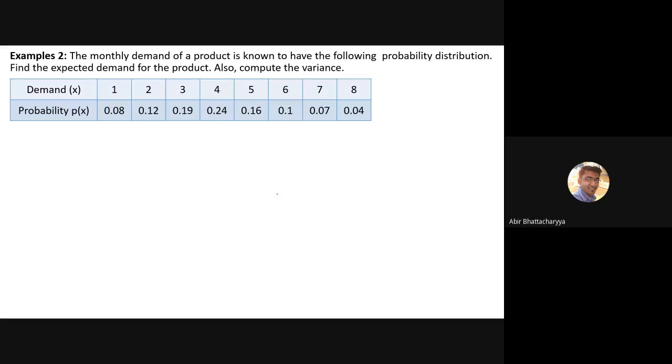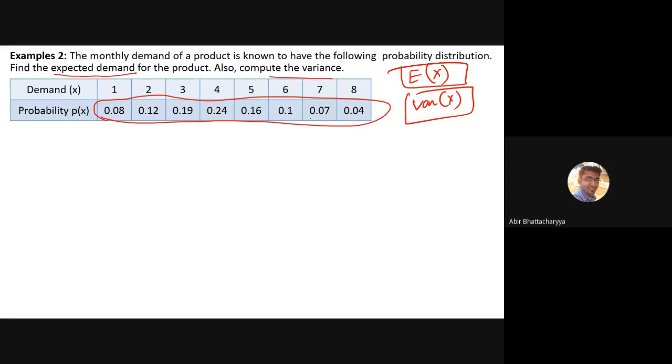Next question. The monthly demand of a product is known by the following probability distribution. Find the expected demand. Expected demand means expectation. Also compute the variance. So you only have to find two things: expectation of x and variance of x. First, you have to verify it is a PMF or not. So add them. If you get 1, then only we'll proceed.